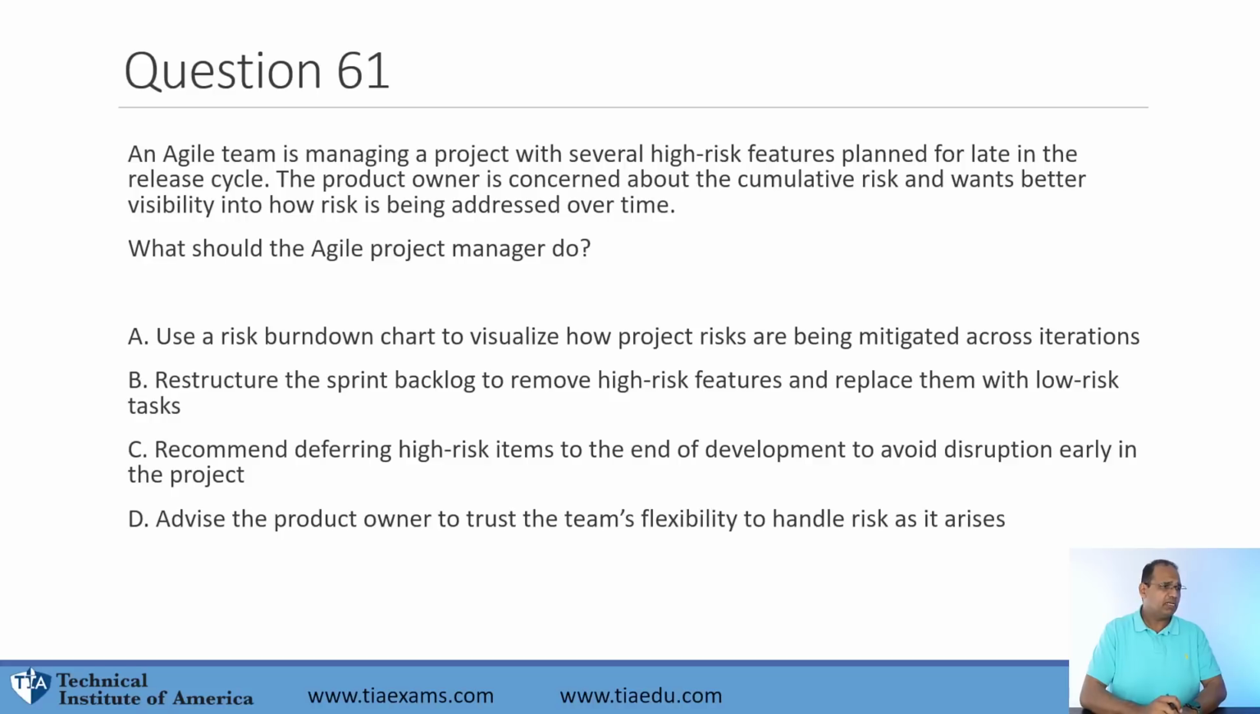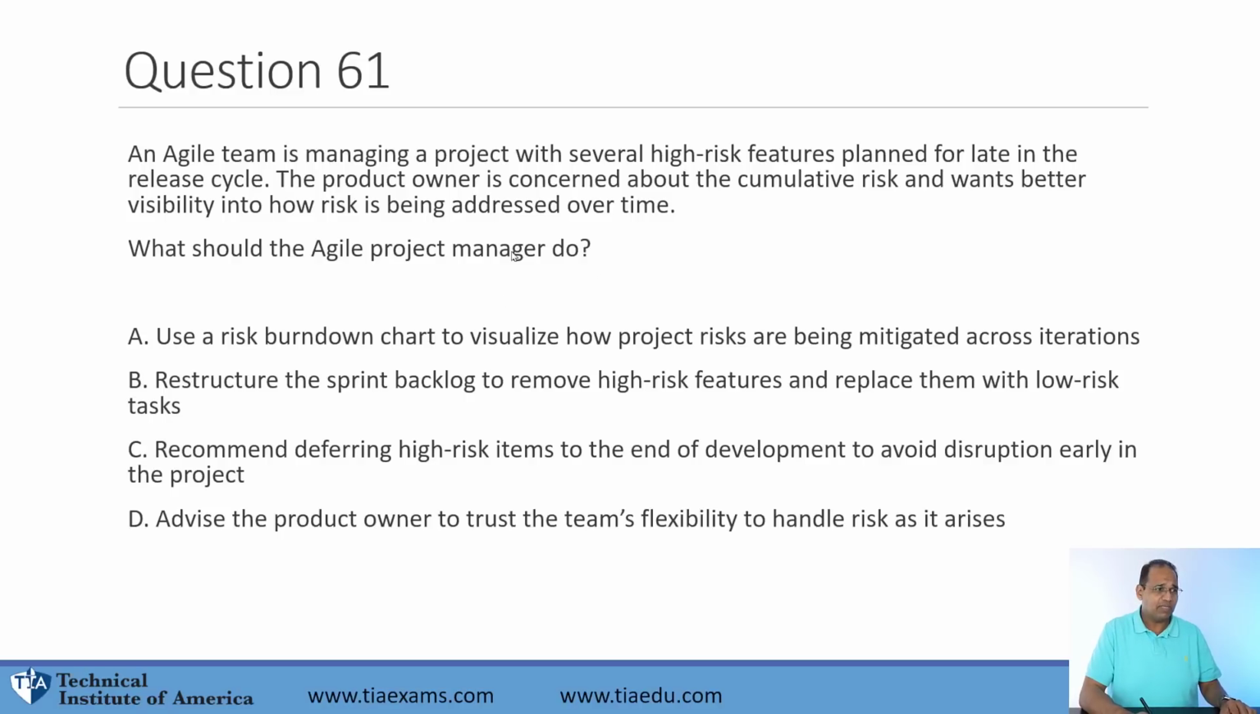Use a risk burndown chart to visualize how risk is being mitigated across integrations. Restructure the sprint backlog to remove high-risk features and replace them with low-risk tasks. Recommend deferring high-risk items to the end of the development to avoid disruptions. Advise the product owner to trust the team's flexibility to handle risk as it arrives.